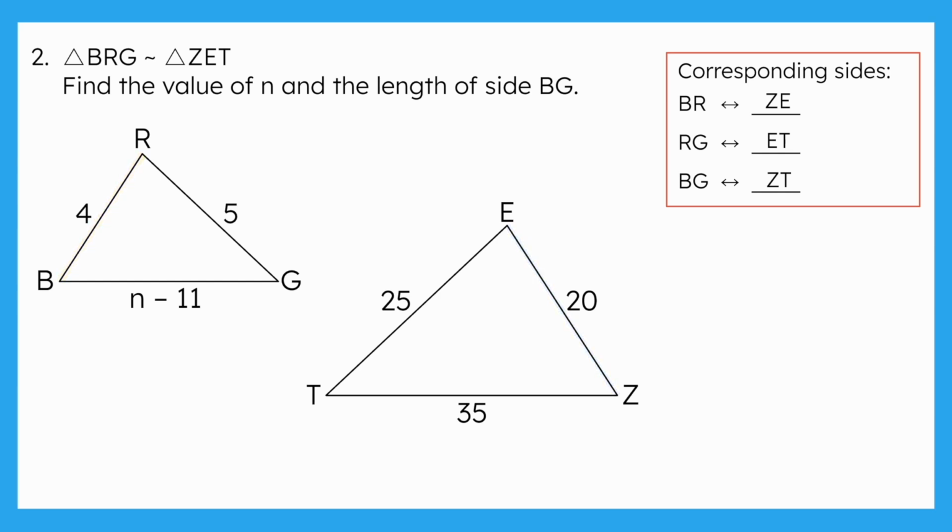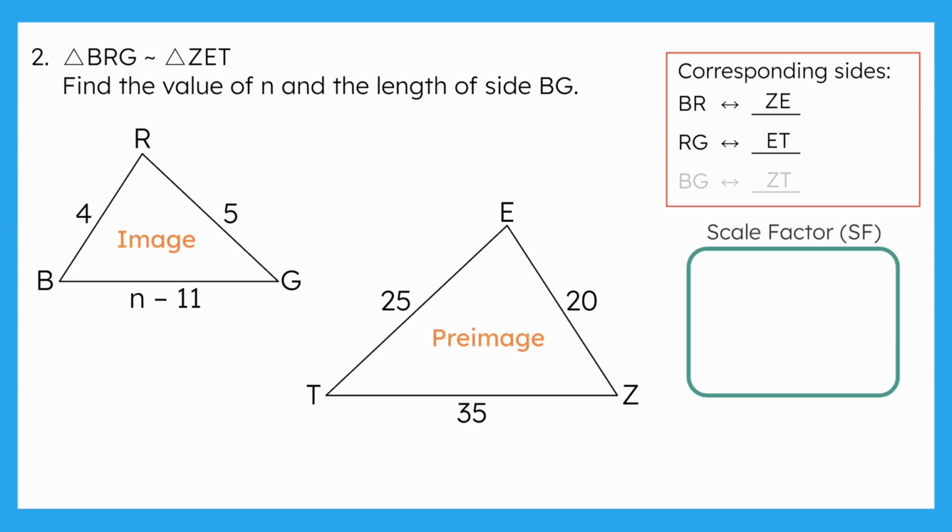That would be BR and ZE, or RG and ET. Because of the variable, we can't use sides BG and ZT. We wouldn't be able to simplify the fraction or evaluate the division. If we label the figure with the variable as the image, we'll get 4 over 20 or 5 over 25 as our scale factor, which both simplify to 1/5 or 0.2.